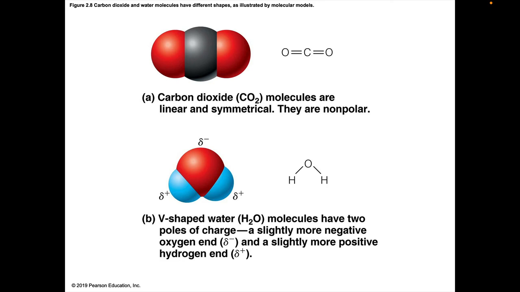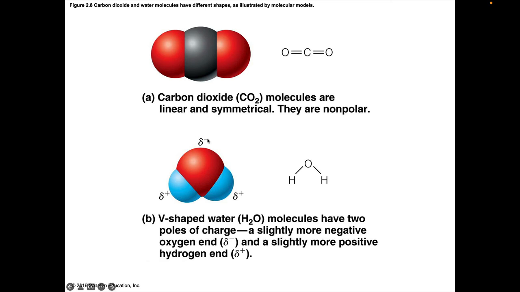Some molecules are considered polar, and some molecules are considered nonpolar. So a nonpolar molecule tends to be linear, it tends to be symmetrical, it tends to have similar charges all the way across the molecule. So there's not one end of the molecule that's more positively charged or negatively charged. Polar molecules tend to be bent in shape, and they tend to have an unequal distribution of charges.